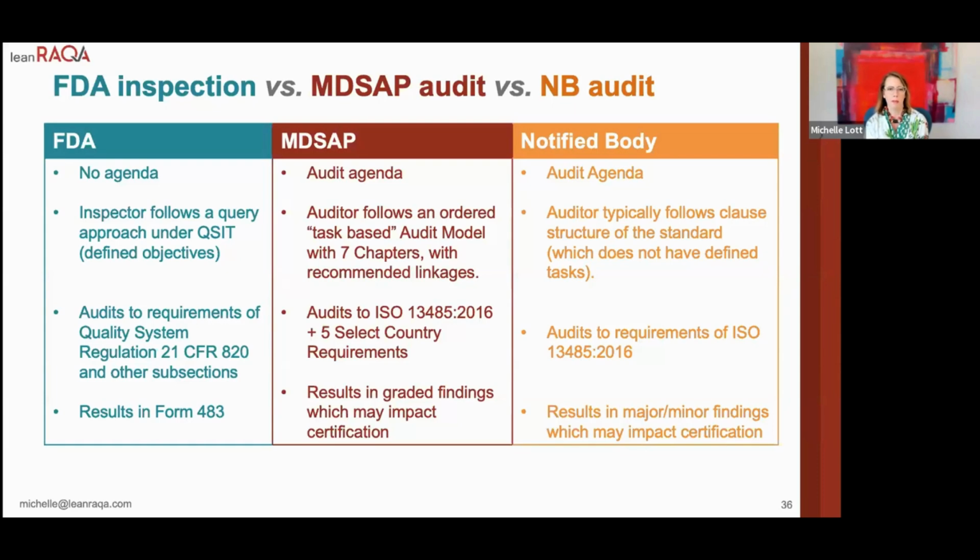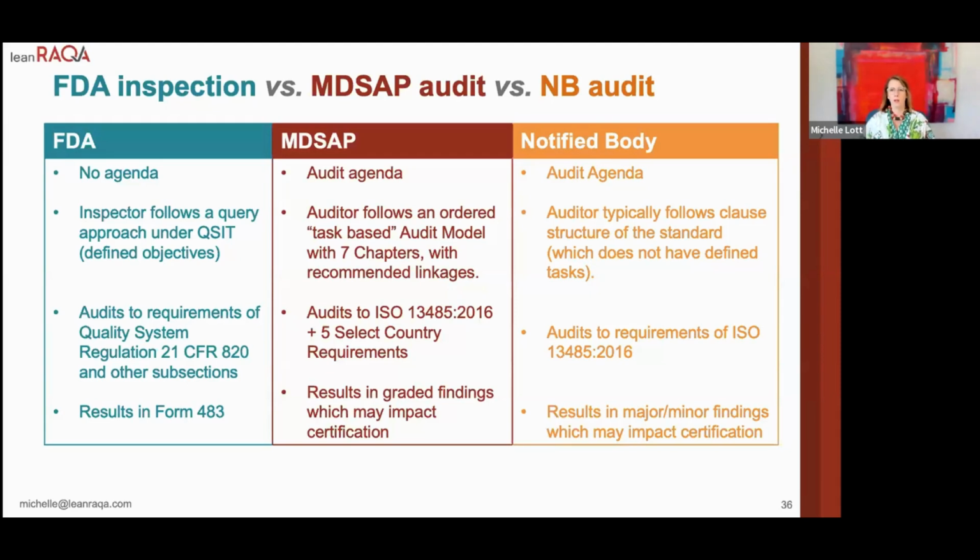Under the MDSAP, they do have a formal audit agenda. They break down which tasks they're going to cover on what days and at what times. The auditor follows this ordered task-based audit model that has a total of 7 chapters with recommended linkages, and that's where the convolution comes in. So again, the scope is 13485 plus the 5 select country requirements, and the results get graded as opposed to just, okay, here's your observation.